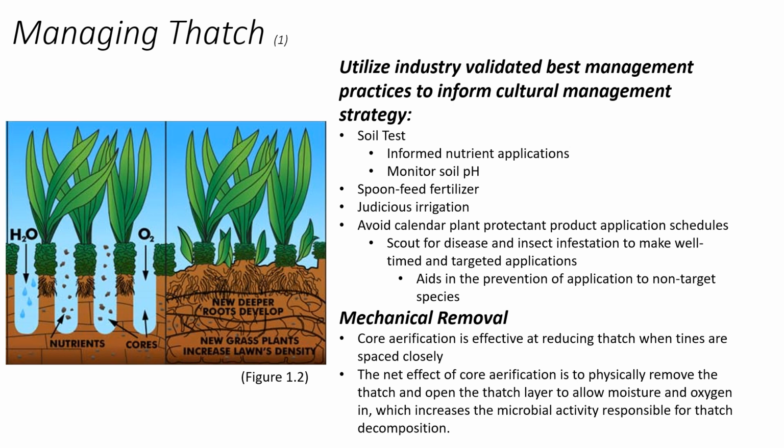Thatch is managed through a combination of cultural practices and mechanical removal. Utilizing industry-validated best management practices is crucial. First, soil tests make informed nutrient applications and monitor soil pH. Next, spoon-feeding nitrogen prevents over-application. Third, water judiciously by monitoring weather projections and supplementing overhead irrigation with hand watering.